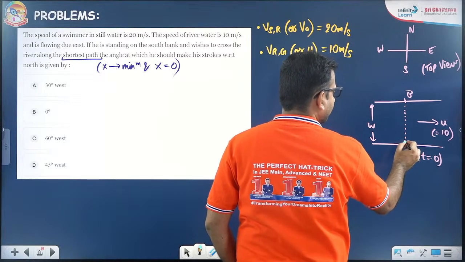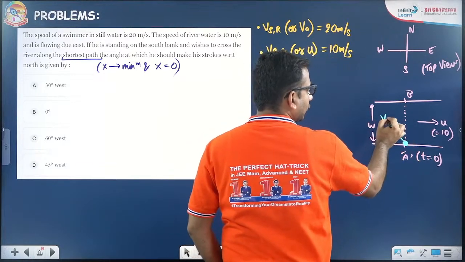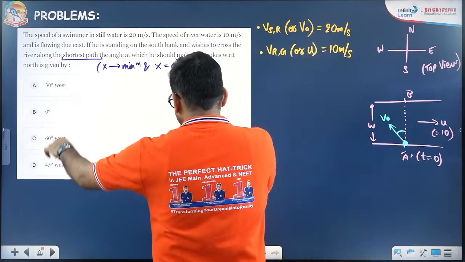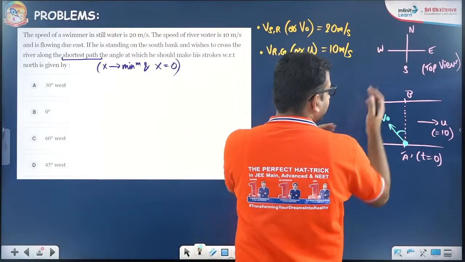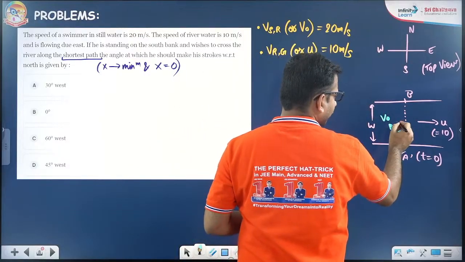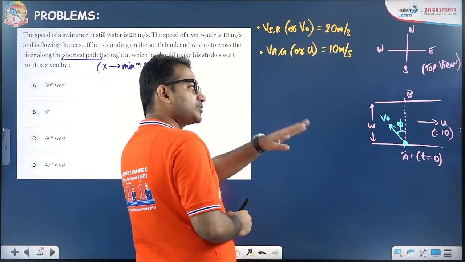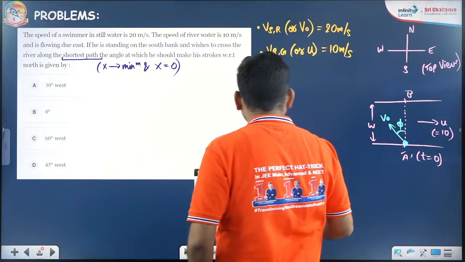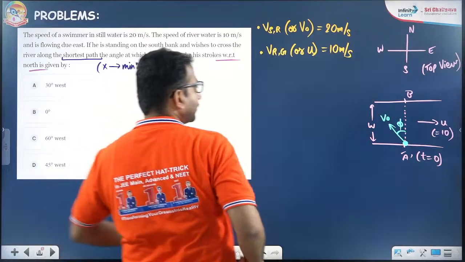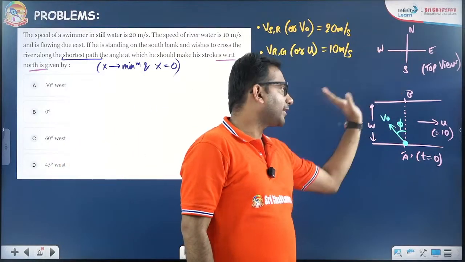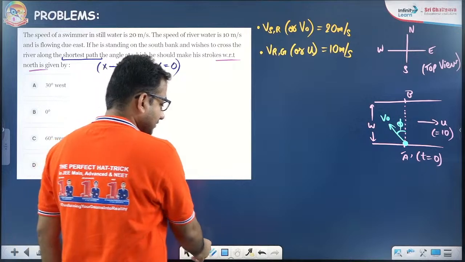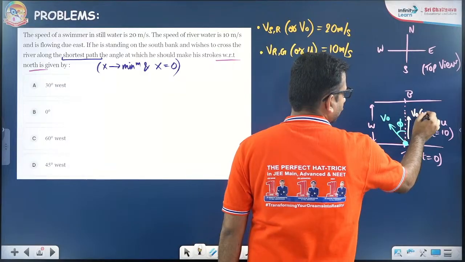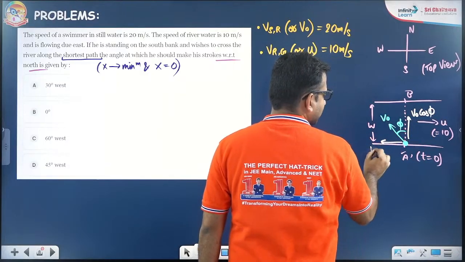Definitely you want him to make the strokes like this, say V naught. Suppose this angle is phi, and all the four options are west. So towards the west direction, with what angle are you moving? With respect to north, meaning from the north, how much angle you want to make towards west, they are asking. Suppose that is phi. So this will be V naught cos phi and this will be V naught sin phi.